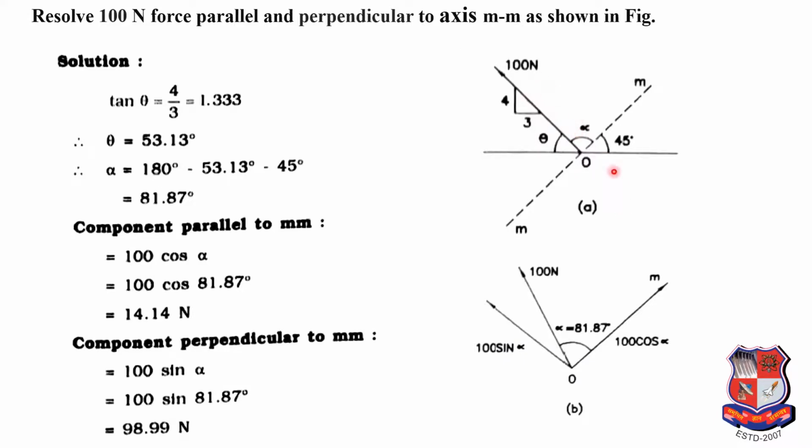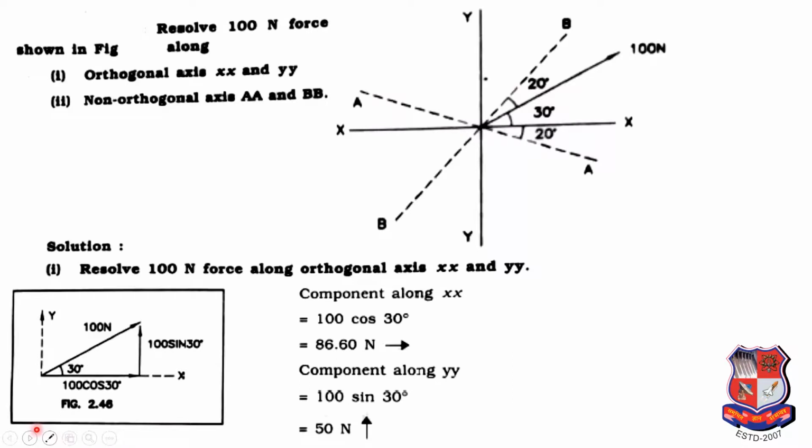100 cos alpha. Okay, so 100 cos 81.87 is equal to 14.14 Newton. And the component perpendicular to MM, if we go for that, then 100 sine alpha, so 100 sine 81.87 will be 98.99 Newton. Okay. Now we will go with another problem.